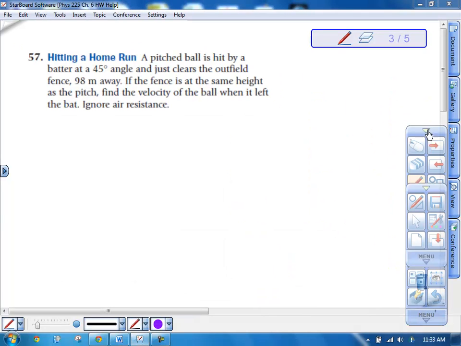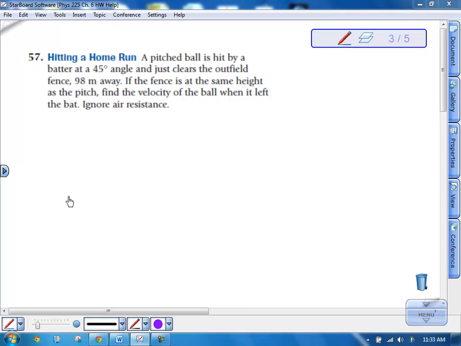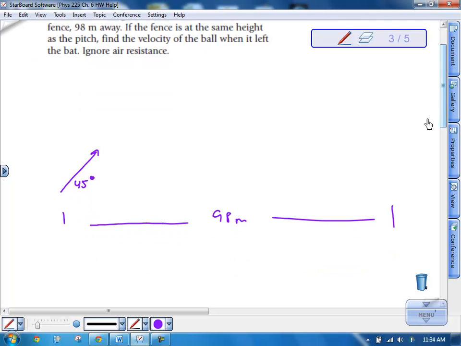So next one's 57. It says a pitched ball is hit by a batter at a 45-degree angle. So we have a ball that's hit at a 45-degree angle, and the fence is 98 meters away. If the fence is the same height as the pitch, find the velocity of the ball when it left the bat. So we want to find the overall velocity of the ball as it left the bat. That involves both the x and the y. So this is a tough problem.